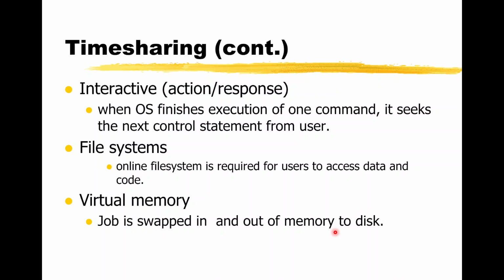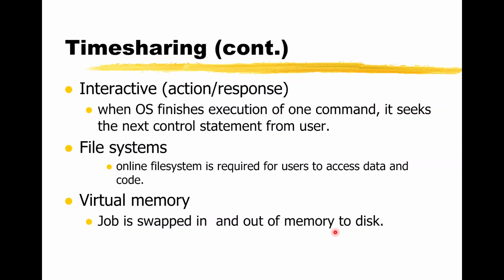So the file systems, look at file system. The online file system is required for users to access data and code. So the file system there, which is inbuilt, is usually stored for data to be accessed, code to be accessed by the CPU. And if users need it, you can also get it.